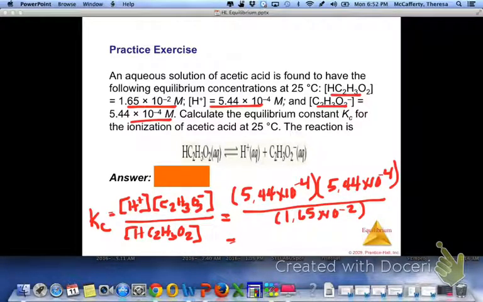If I plug those answers in, I should get 1.79 times 10 to the negative 5th. What does that tell you about this equilibrium? Do the reactants predominate or do the products? Because I have that negative exponent, I have something much smaller than 1, so it means that my reactants predominate.